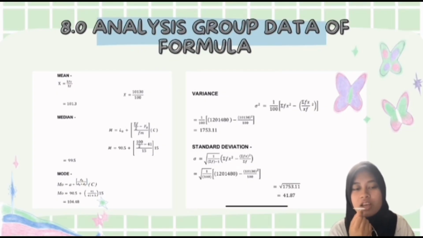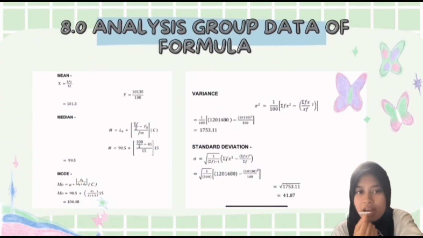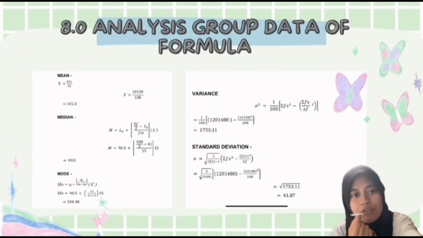Variance, the formula is sigma squared equals 1 over 100 times the sum of fx squared, minus the bracket of the sum of fx over the sum of f, squared. The answer is 1 over 100 bracket 1201480 minus 10130 over 100, 10130 squared, close the bracket, and the answer is 1753.11.